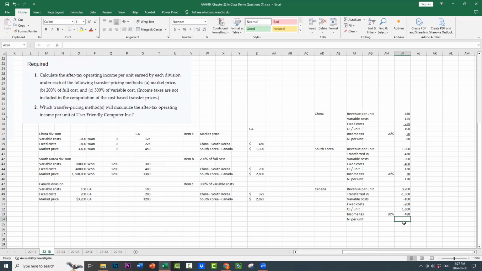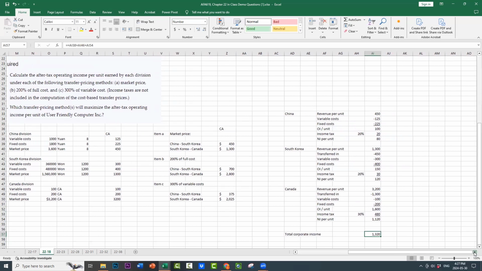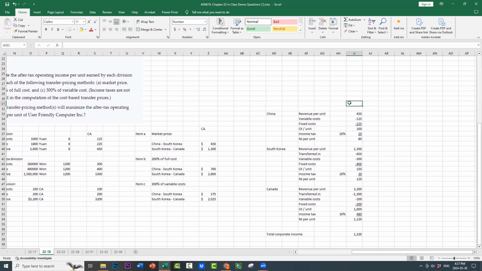That is $480. So total corporate income is going to be all three of these added together, 80 plus 120 plus 1,120. Our total corporate income per unit is going to be $1,320. So this was based on, of course, let's just remind ourselves, market price.